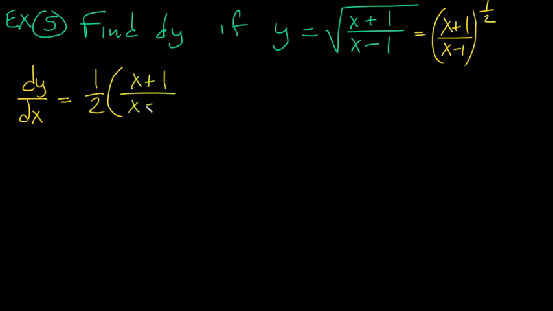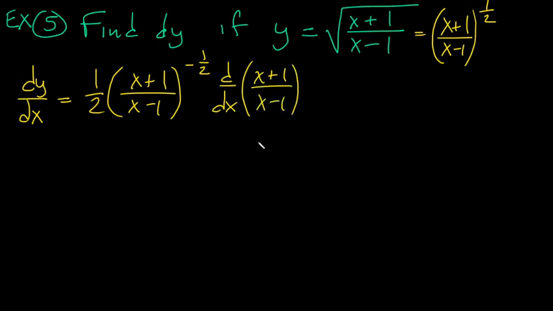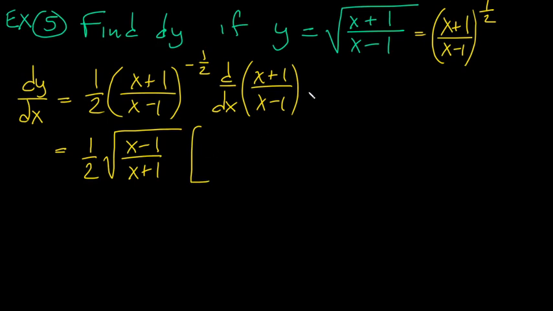This is just a good review of taking derivatives. And then don't forget, this is the important part, the chain rule. We still have to multiply by the derivative of x plus 1 over x minus 1. So that's just the quotient rule. In fact, before we do that, let's write the first part here as 1/2 times the square root of x minus 1 over x plus 1. Remember, a negative exponent means you take the reciprocal. And now, for the quotient rule, we have the square of the denominator, and the numerator is low d high minus high d low.